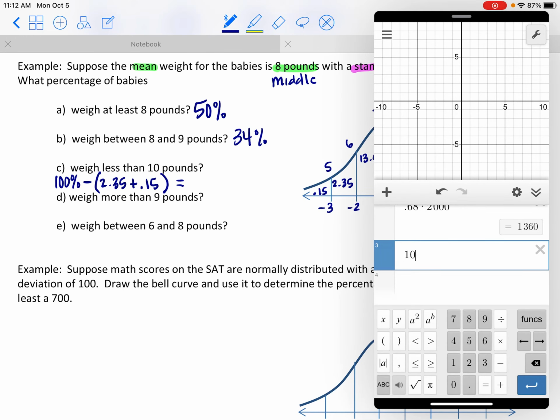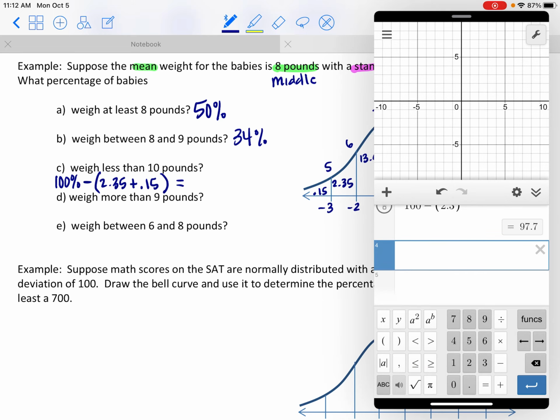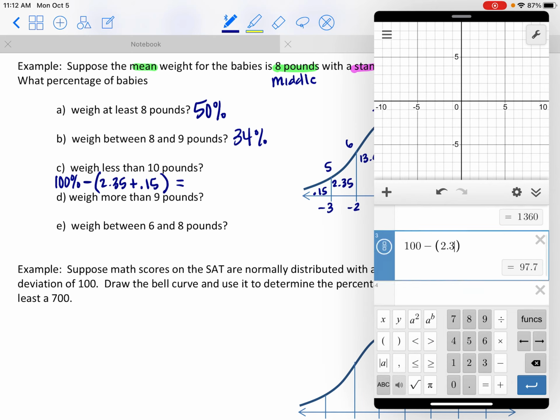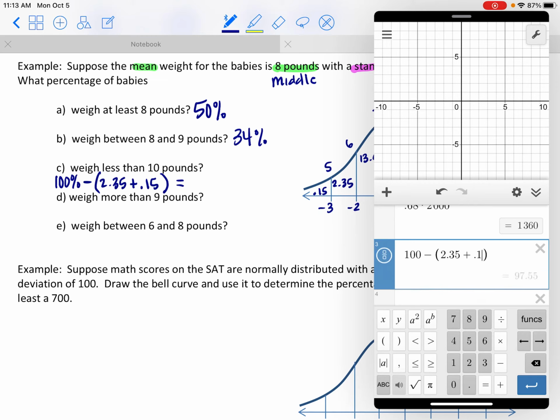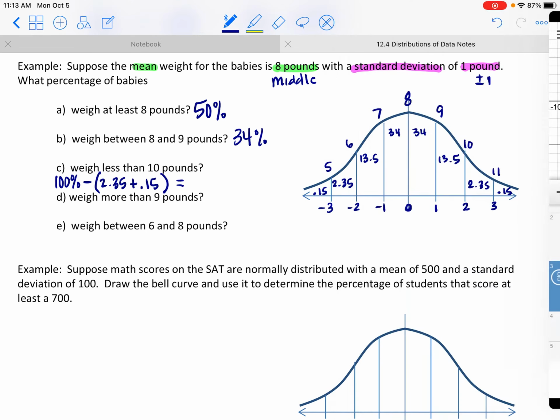So I had 100% of the graph, and I wanted to get rid of the 2.35 and 0.15 at the end. Okay, so that leaves me 97.5 left. 97.5%. Okay, how about more than 9 pounds?